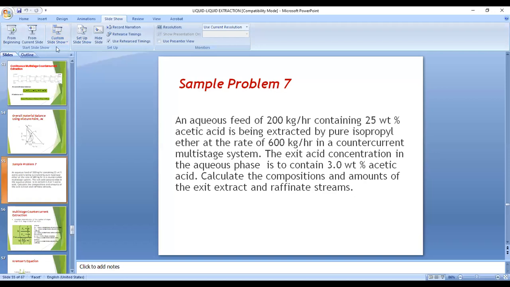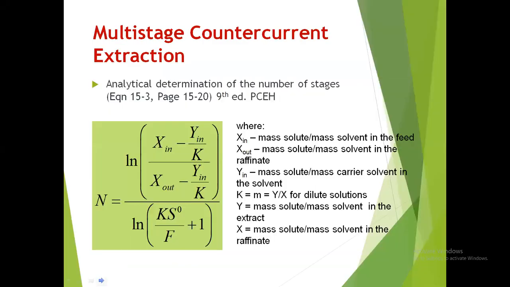Okay, this is our sample problem number 7. Now, we'll go to the formula in determining the number of stages because we don't want to rely on a purely graphical approach in determining the number of stages. So your chemical engineering handbook has this equation 15-3 in page 15-20 of the 9th edition. This allows you to determine the number of stages, and you have here the variables that appear in the equation defined.